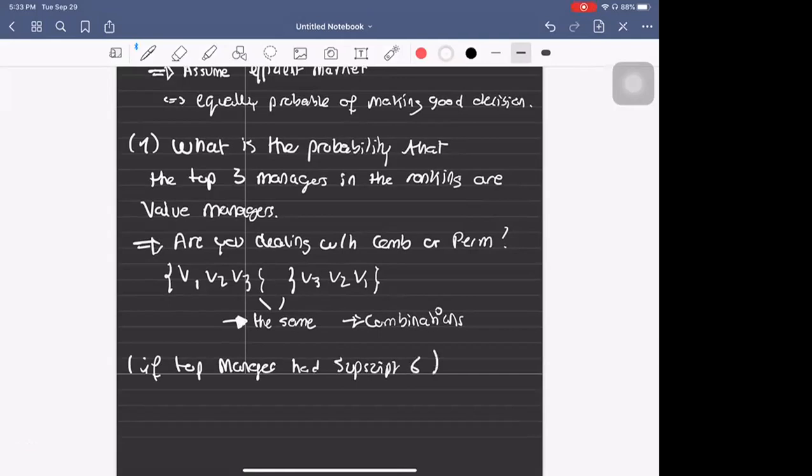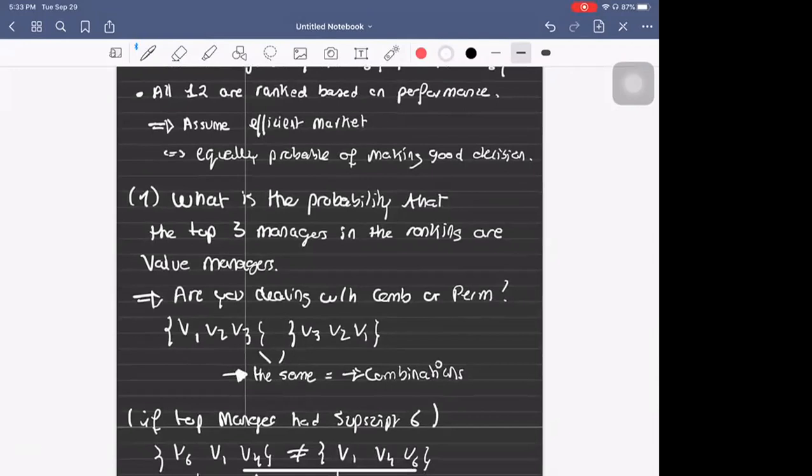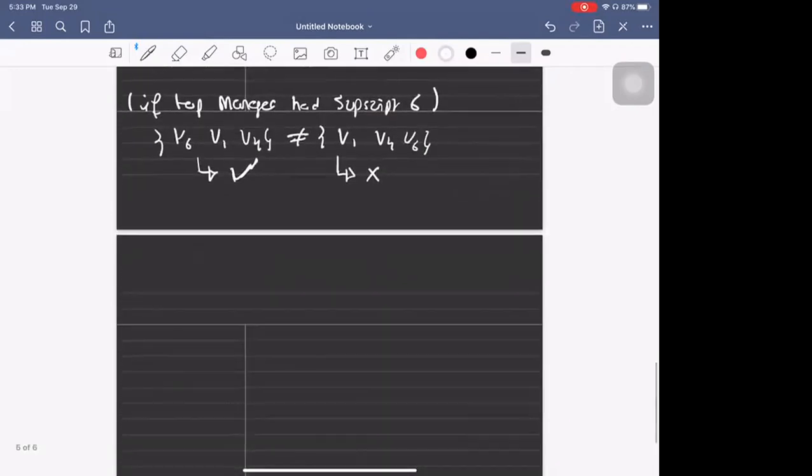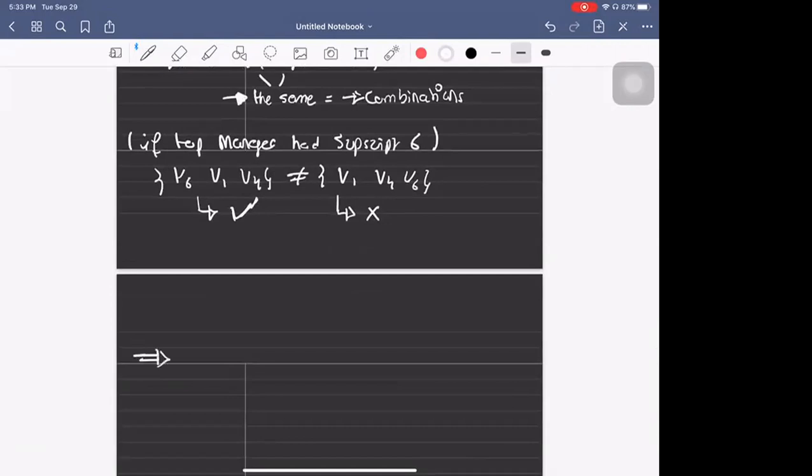If that was our condition, then V6, V1, V4 is not the same as V1, V4, V6, because this one would satisfy our outcome or condition, whereas that would not. Even though they're rearrangements, they're different. So in this case, we would use permutations, but here the rearrangement is actually the same, so we use combinations. That's the first step: determining whether you use combinations or permutations.